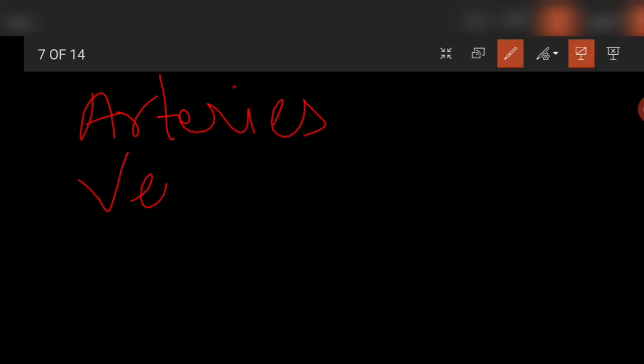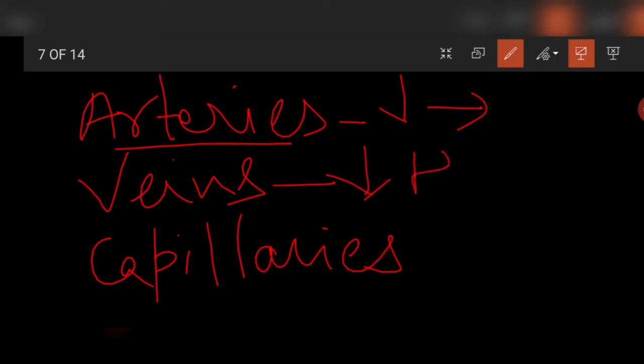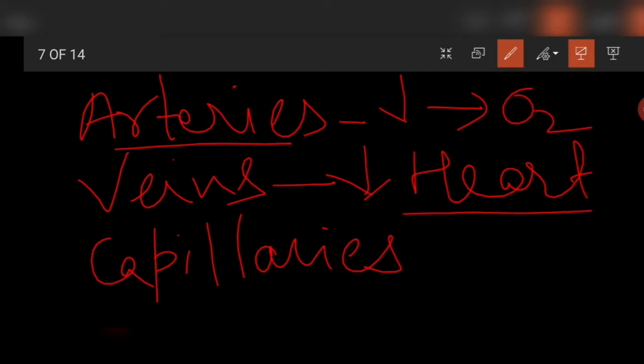Now let us discuss the blood vessels. The blood vessels that we have to discuss are arteries, veins and capillaries. Let us discuss them one by one, children. What are arteries? Arteries are those blood vessels which take the blood outside the heart. Veins are the ones which bring blood into the heart. Arteries normally carry oxygenated blood except the pulmonary artery. Veins normally carry deoxygenated blood except the pulmonary vein.